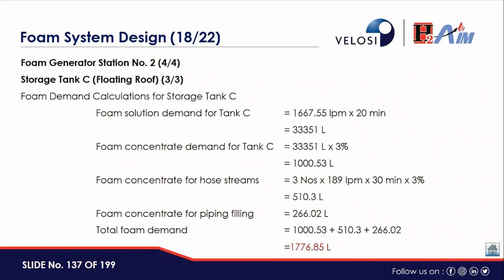So the foam solution demand for tank C is for 20 minutes, and the foam concentrate demand for tank C at 3% will be 1000.53 liters. And the foam concentrate for the hose stream is 510 liters, and for the piping filling, it was 216.02 liters. So the total foam demand was foam concentrate demand for tank C plus foam concentrate for hose streams and for the piping filling, it is 1776.85 liters.